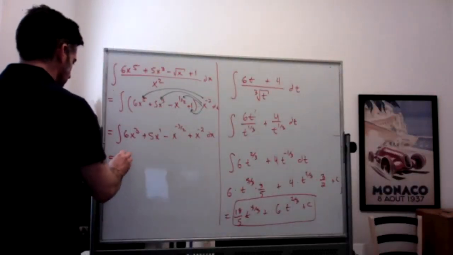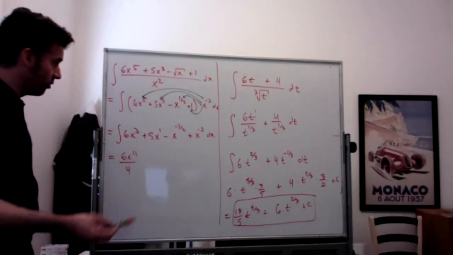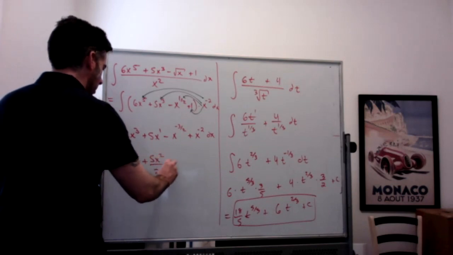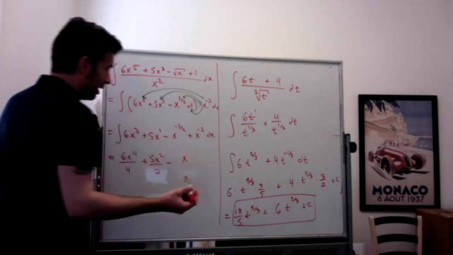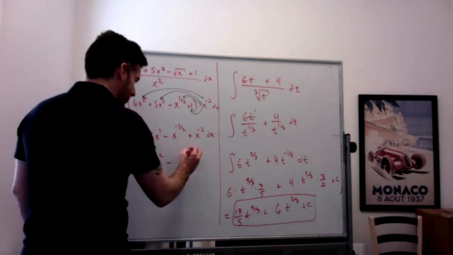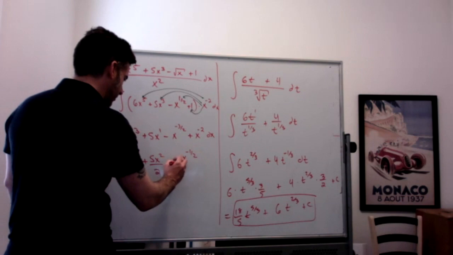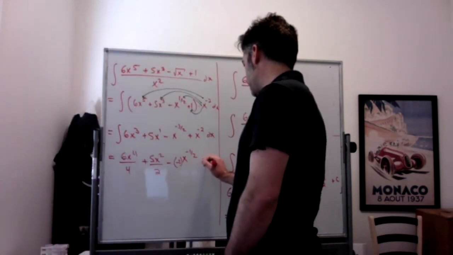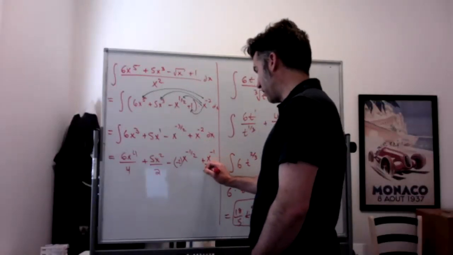So that's going to be 6x to the 4th over 4, right? Just using my anti-power rule, plus 5x squared over 2, minus, I'm going to leave myself a little space here, x to the, let's see, -3/2 plus 1 is -1/2. Divided by -1/2 is the same as multiplying by -2. And then we're going to get plus x to the, add 1, so -2 plus 1 is -1, divided by -1.